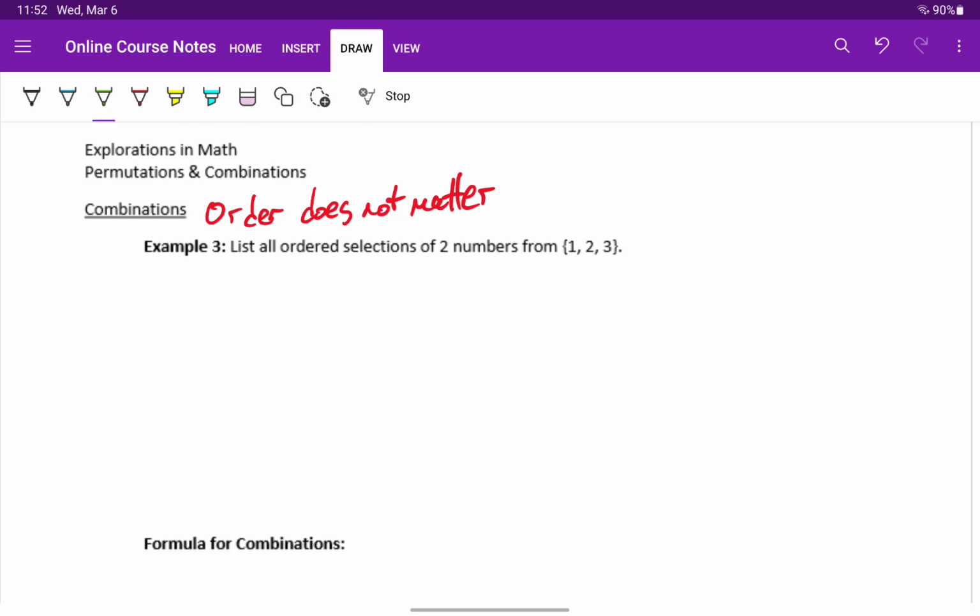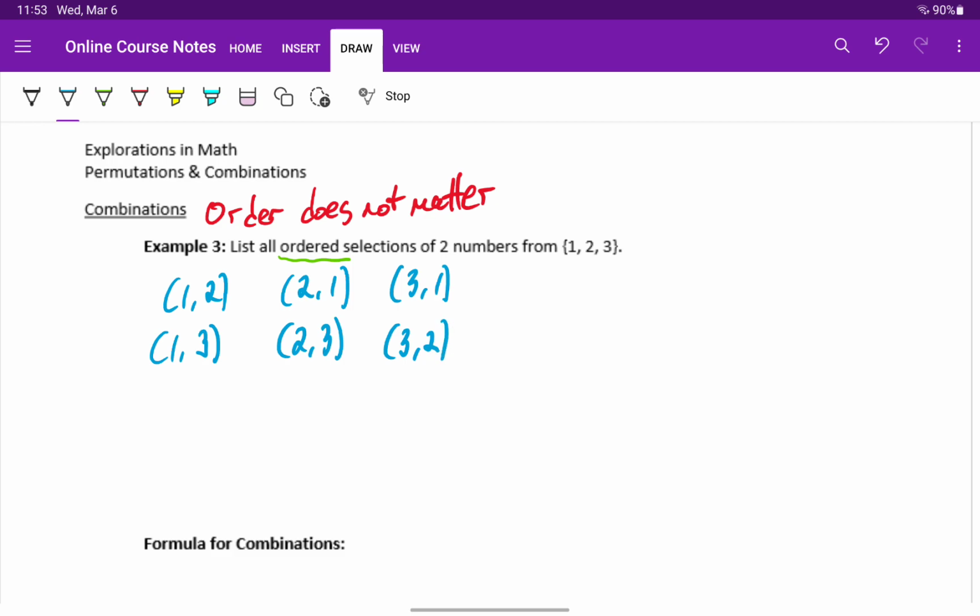In order to drive towards a formula for combinations, we actually want to start off by considering a case where order does matter. We want to list all the ordered selections of two numbers from the list of numbers 1, 2, and 3. We could come up with 1 and 2, 1 and 3, 2 and 1, 2 and 3, 3 and 1, and 3 and 2 as all of those pairs.